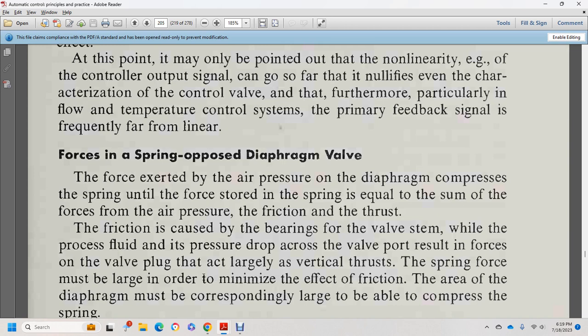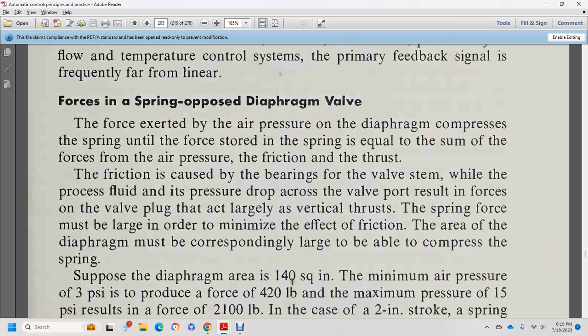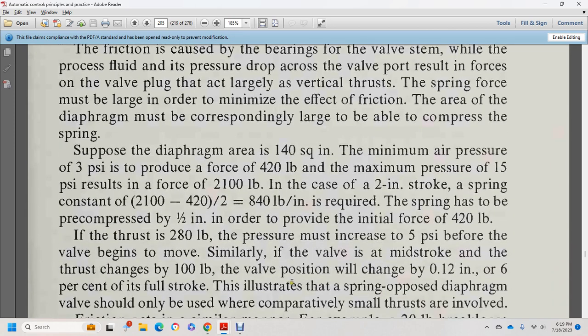The area of the diaphragm must be correspondingly large to be able to compress the spring. A diaphragm area of 140 square inches with the minimum air pressure of 3 psi produces a force of 420 pounds; with a maximum pressure of 15 psi, the result is a force of 2100 pounds. On this given 2-inch stroke, the spring constant is (2100 minus 420) divided by 2, so 840 pounds an inch is required. The spring has to be precompressed by a half inch in order to provide the initial force of 420 pounds.